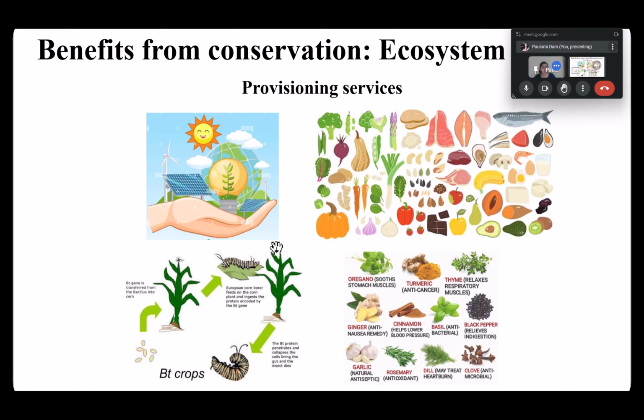You also have these medicinal plants giving off the medicinal resources. For example, turmeric has medicinal properties, thyme has medicinal properties, clove, dill, rosemary, they are all important medicinal resources, and they are all coming from nature. That's not just about it. You also have provisioning services in the form of genetic resources. We all know about BT crops, BT brinjal, BT cotton.